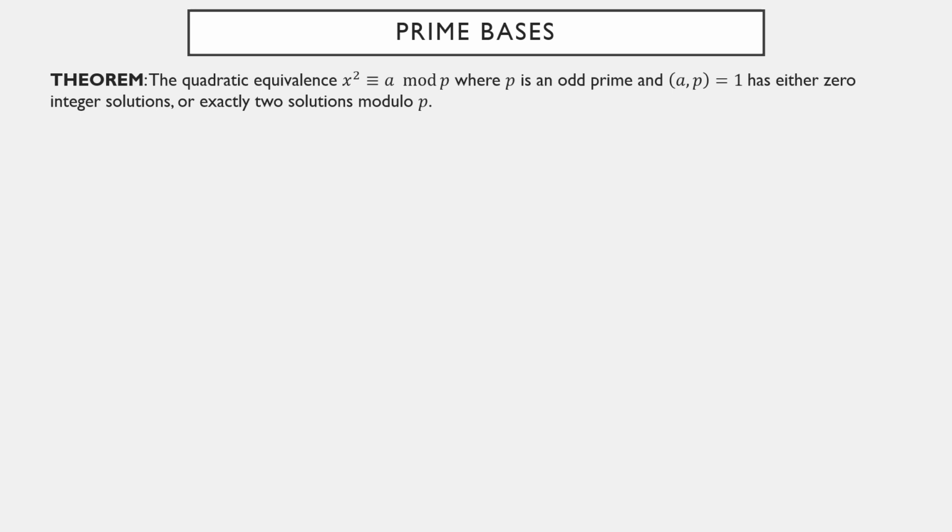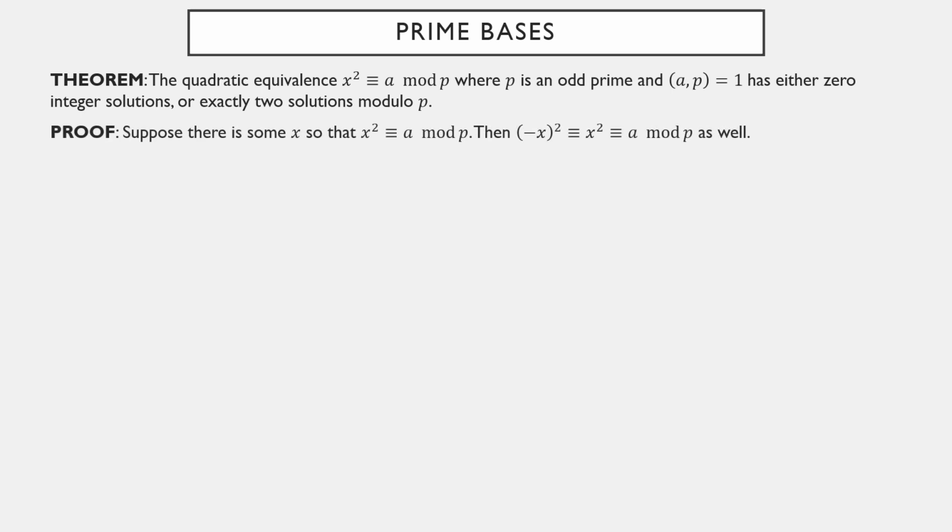Notice that modulo 14 we were able to find more than 2 solutions to certain polynomials of degree 2. Here, however, we're saying that the specific quadratic equivalence x squared equivalent to a, which is relatively prime to the base p, which is a prime number and is odd, either there's no solutions, where a is a quadratic non-residue, or there's exactly 2, which is kind of what we would expect for a degree 2 polynomial.